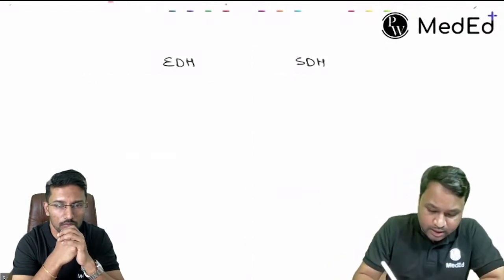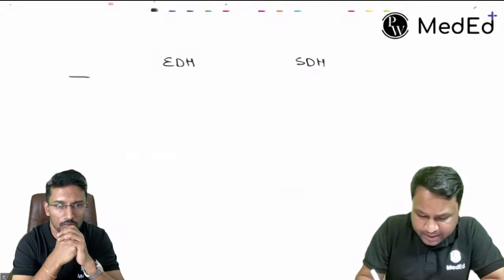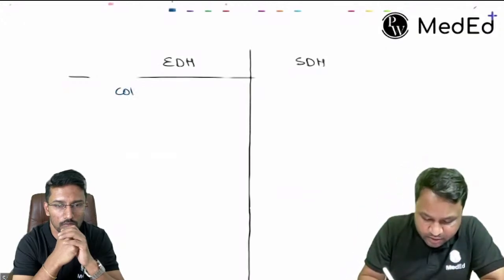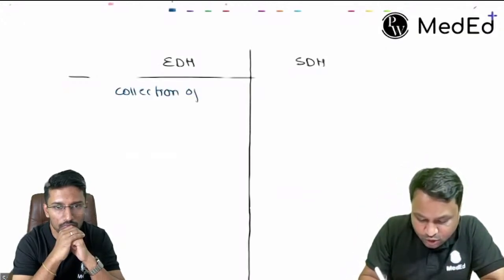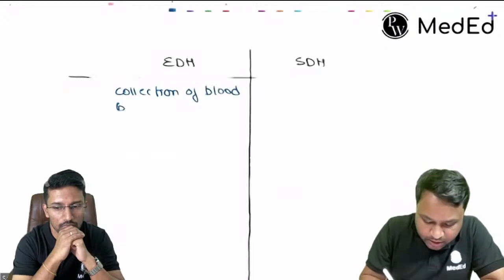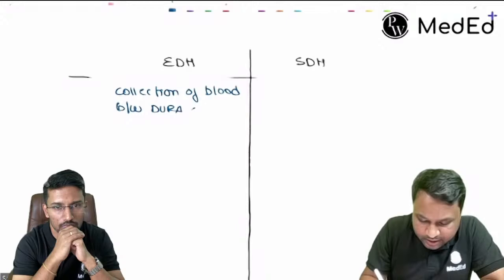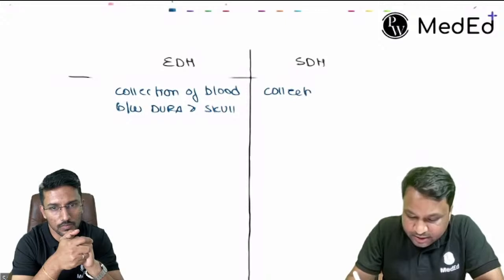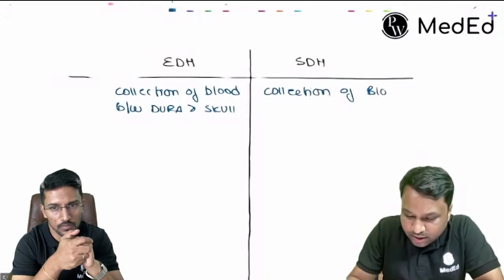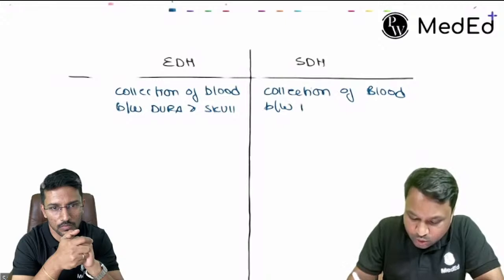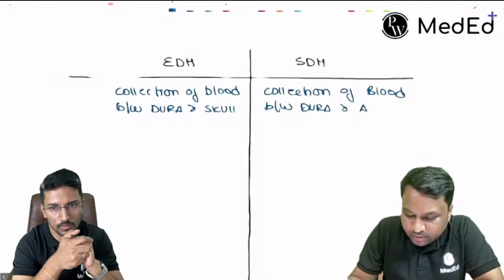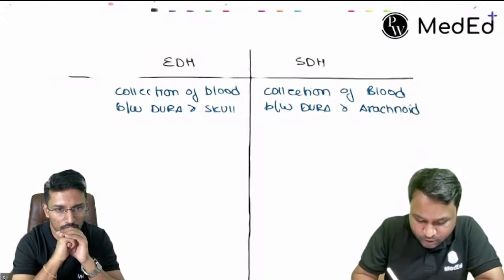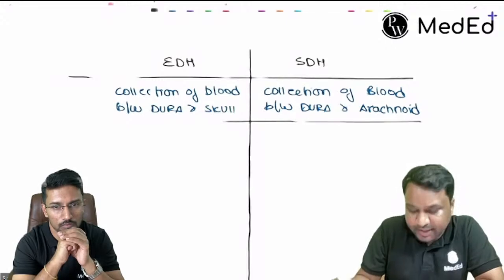Now, when it comes down to the SDH and EDH, by simple definition, we have already discussed, EDH is the collection of blood between the dura and the skull bone, right? Whereas SDH is the collection of blood between the dura and the arachnoid membrane. So that is the first differentiating point that you will see between the SDH and the EDH, right?